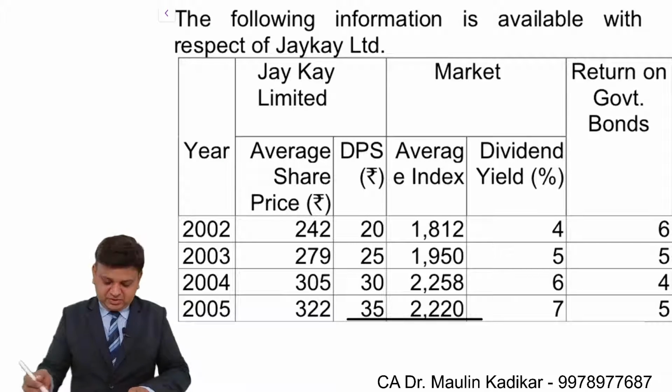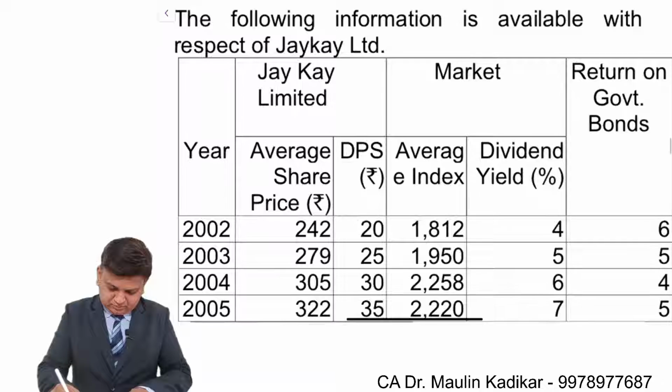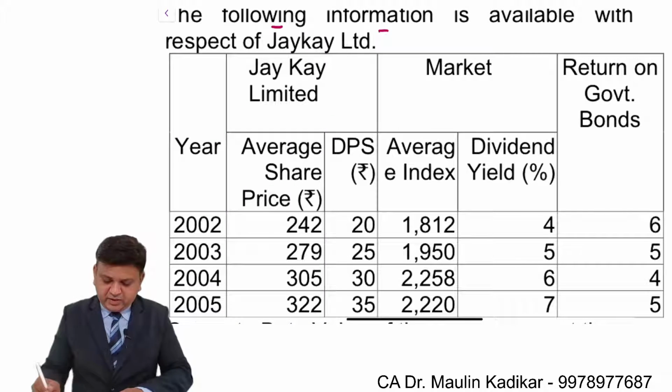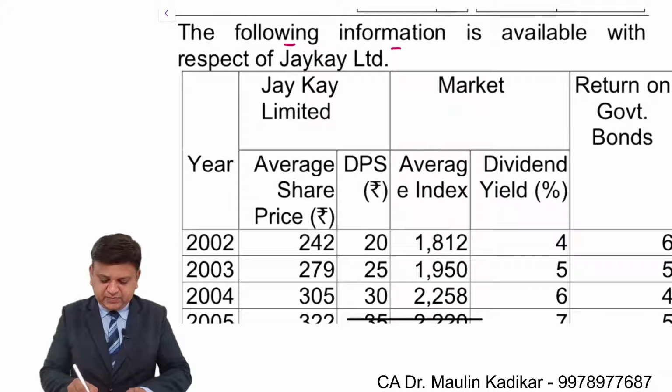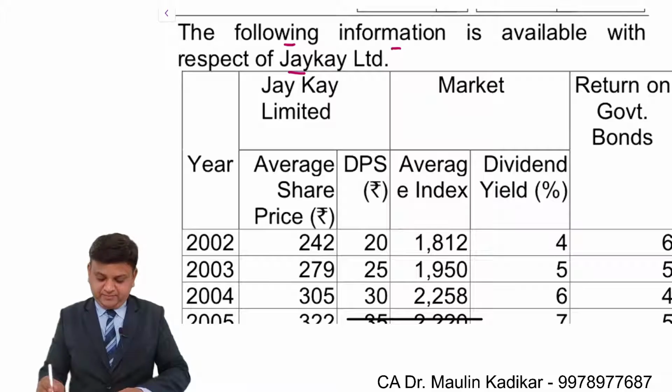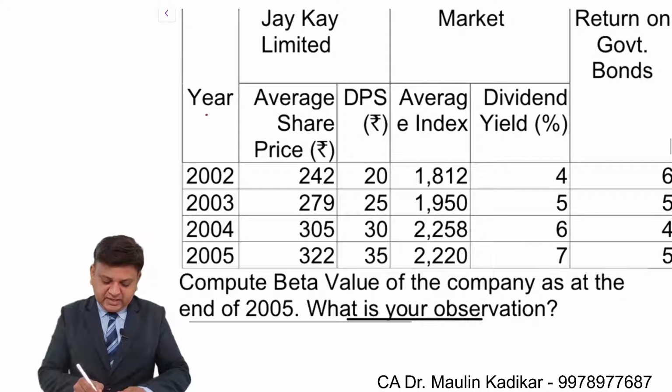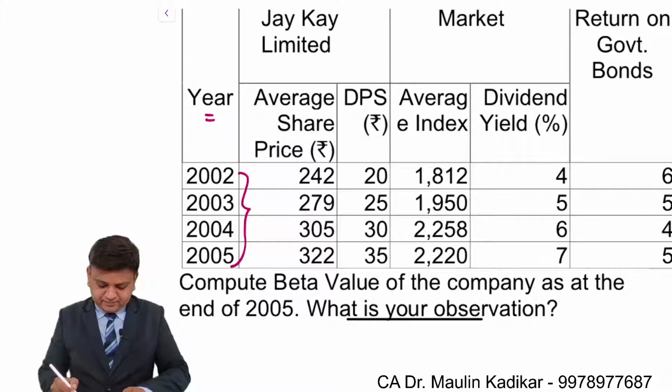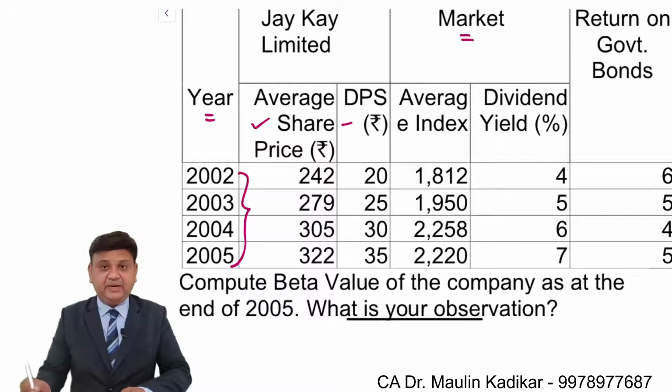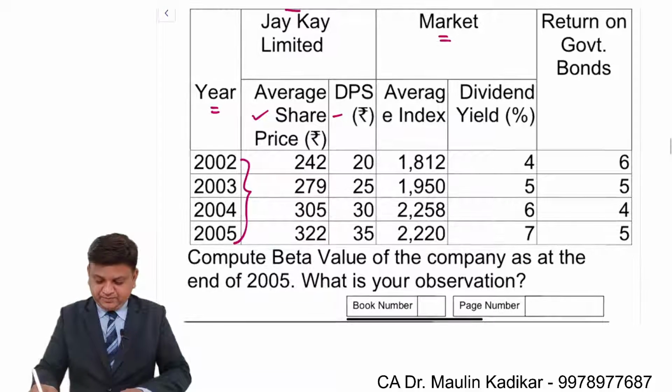Let us see the next question. The following information is available in respect of Jaykay Ltd. The years are provided, 2002 to 2005. Average share price is given to us. Dividend information is given. Market information is given. Return on the government bond information is given.